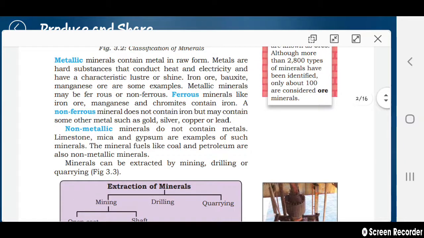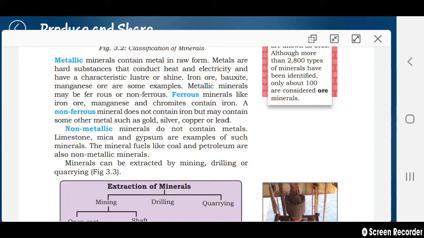Let us know first about metallic minerals. Minerals that contain metal in raw form are known as metallic minerals. Metals are hard substances that conduct heat and electricity and have the characteristic of luster or shine. Some examples of metallic minerals are iron ore, bauxite, and manganese ore.